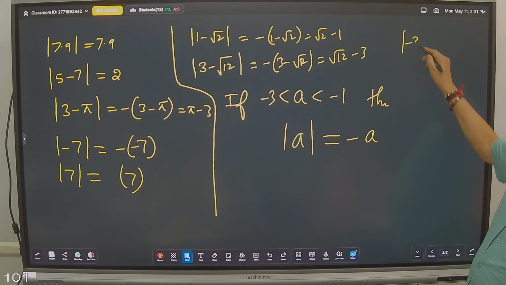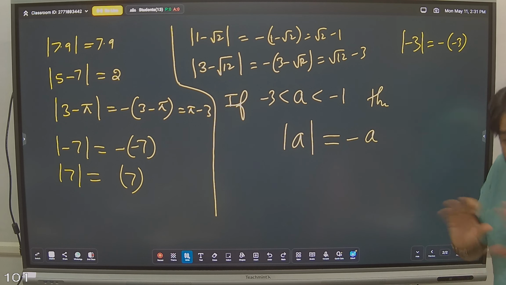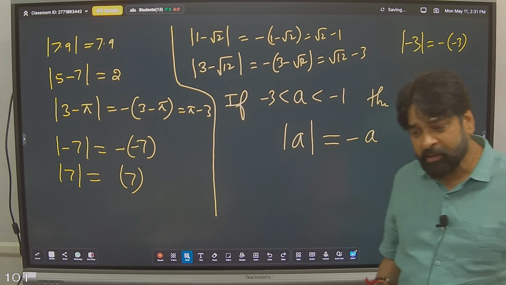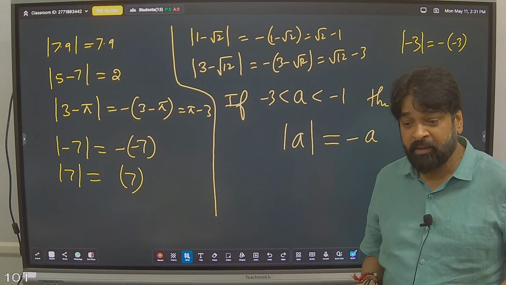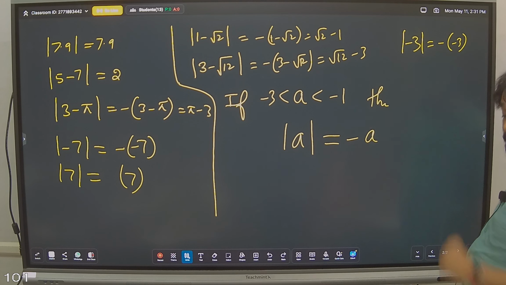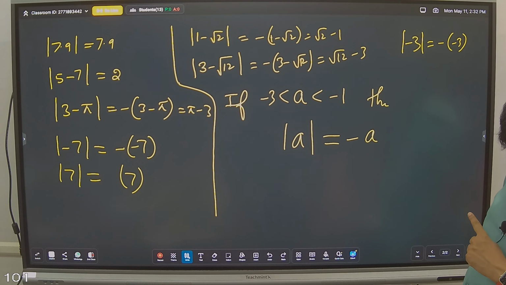What is the mod of minus 3? Don't say 3. In terms of minus 3, how will you write? Why are they writing this minus? Hey, don't learn mathematics this way. Did I mention any time that to cancel the negative I am writing minus? Then why do you develop this? Learn mathematics as mathematics, not English. I am putting minus because this is a negative quantity.